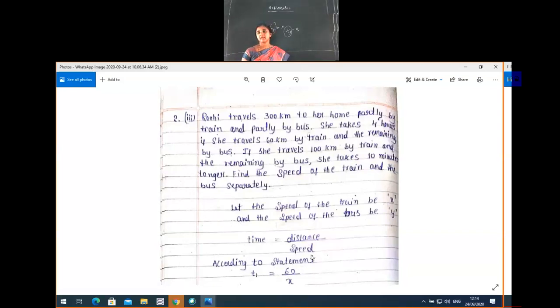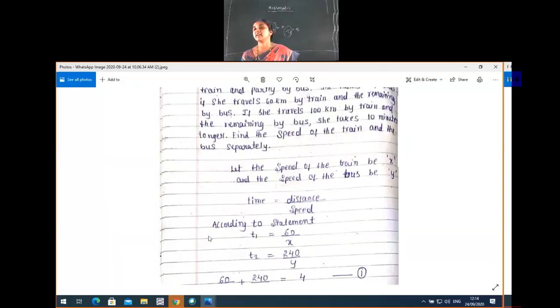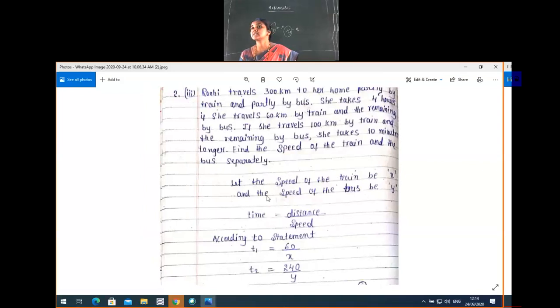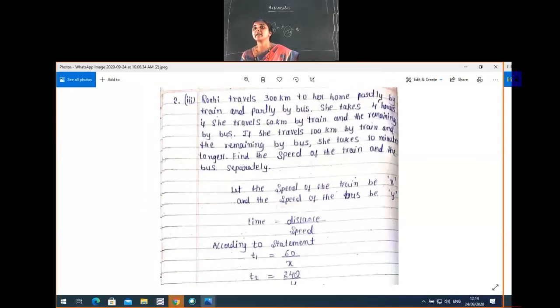In the beginning example problem also we discussed the same formula, no? Time is equal to distance divided by speed. Now, according to the first statement, T1, time, is equal to distance. Here, which distance? 60 kilometer, divided by speed. Speed of the train is x. So that's why we are choosing speed of the train as x. T1 is equal to 60 by x.